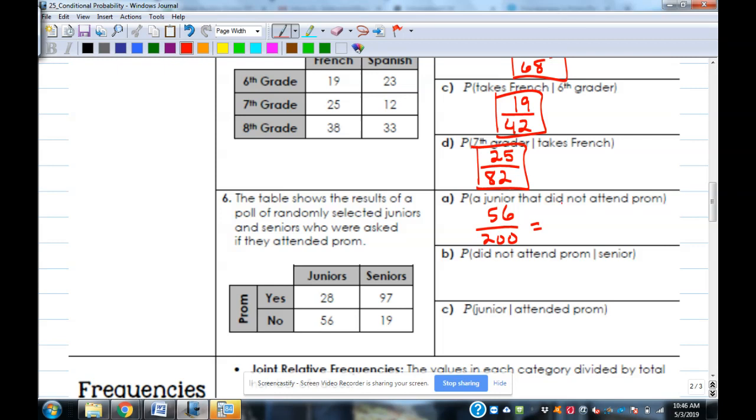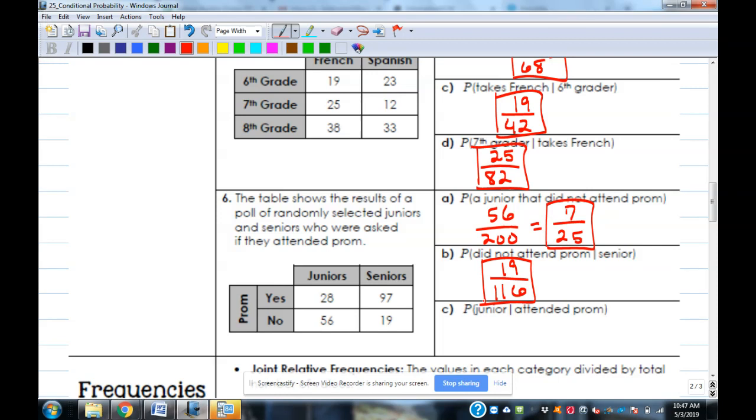8 goes into 200 25 times, because that's how many quarters are in $2. 8 goes into 56 7 times. B part says probability that they did not attend prom given that they're a senior. So what's our total for this one? Seniors. So 97 plus 19, 116. And then how many did not attend prom? 19 of them. And that doesn't reduce, 19's prime.